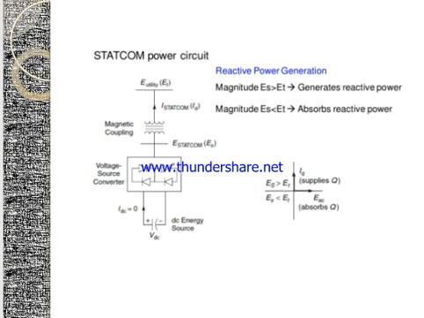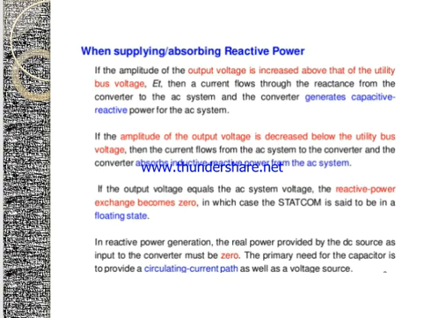Here we have two different voltages, ES and ET, the supply voltage and the terminal voltage. If ES is greater than ET, it generates reactive power. If ES is less than ET, it absorbs the reactive power. This is the circuit explanation.